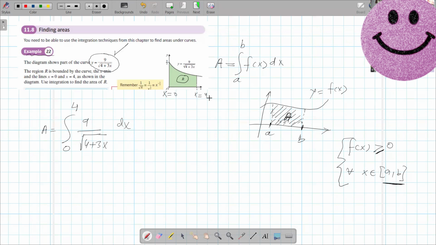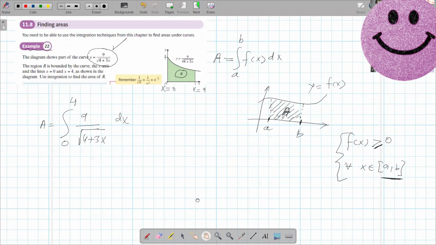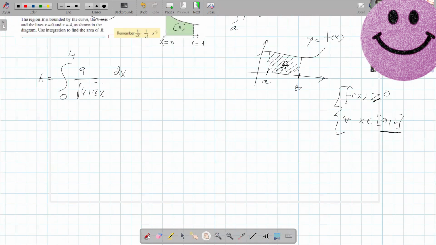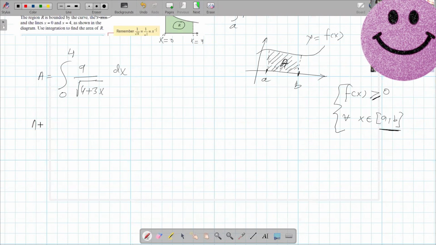So if you are able to integrate, you can calculate the area. This is simple. So what technique should we use here to integrate this? Take 3 out and then just do the simple power rule, the general power rule. Yes, that's it. So we can write it as 4 plus 3x raised to the power negative 1 over 2.